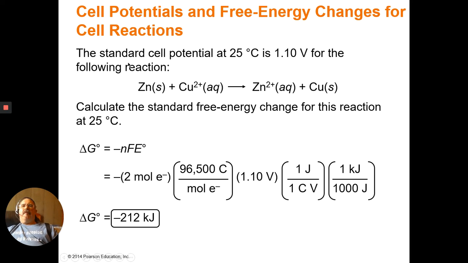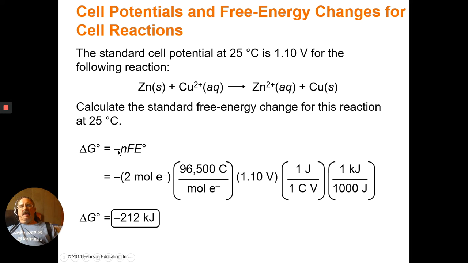Okay, so here we have the standard cell potential at 25 degrees Celsius is 1.10 volts for the following reaction. Okay, so let's calculate the standard free energy change. We just substitute our quantities into this equation. Okay, we had 2 electrons being transferred.